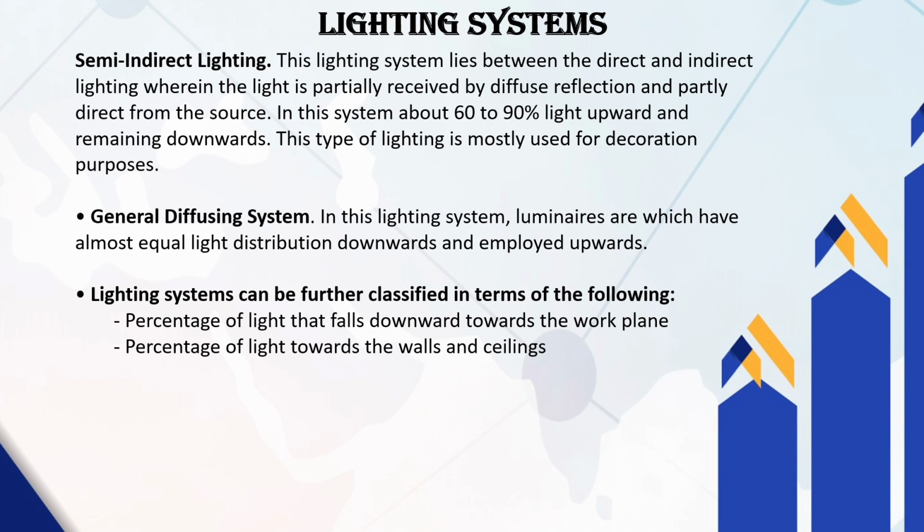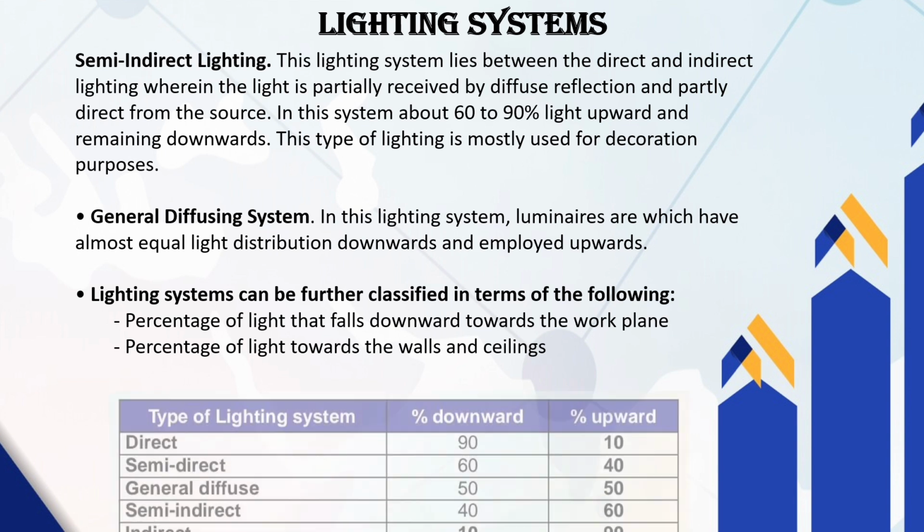Second, percentage of light towards the walls and ceilings. This classification considers how much light is reflected off walls and ceilings. Systems that direct more light upwards create a softer, more diffuse illumination, enhancing the overall brightness of the space while minimizing harsh shadows.